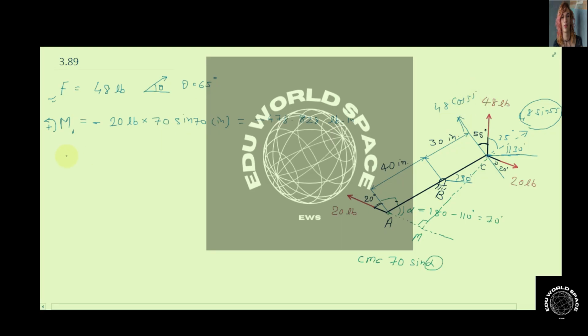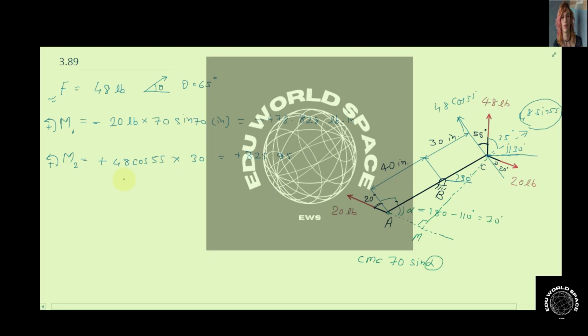So if we calculate M2, again considering the anti-clockwise direction to be positive, it is causing an anti-clockwise couple, so this will be plus 48 cos 55 multiplied by the perpendicular distance, that is 30 inches. So this comes out to be plus 825.95, which is positive, so it is counterclockwise.